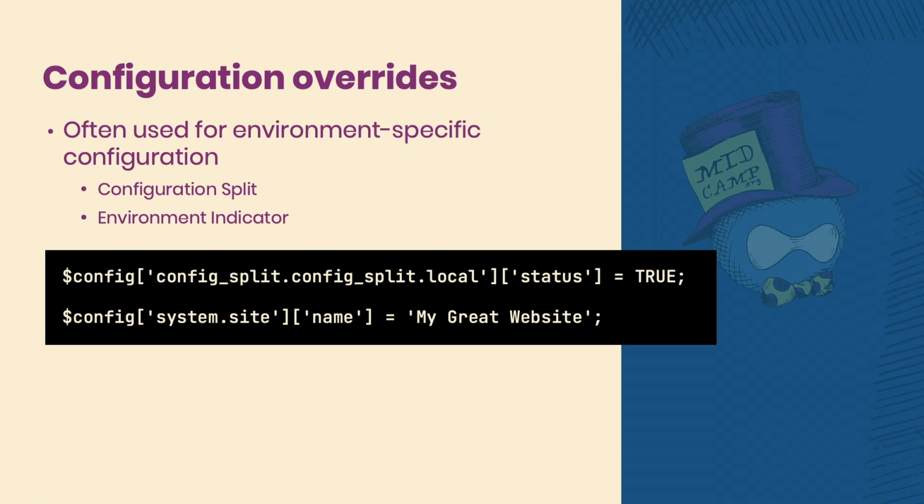Configuration overrides, and this is where it gets a little confusing because you get this sort of blend between configuration and settings, but you can override configuration in a settings.php file. It's often used for environment-specific configuration, like configuration split is a very common use, and the first line there shows that, so that we're setting the local config split status to be true when we're in our local environment. The environment indicator is another example. You can see here in this example too, I'm overriding the site's name to migrate website, and for some reason I'm doing it that way.